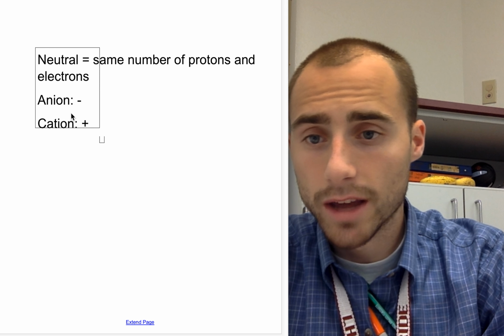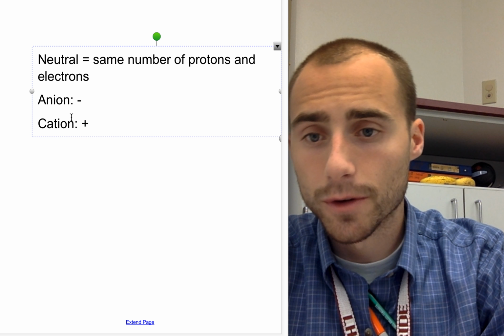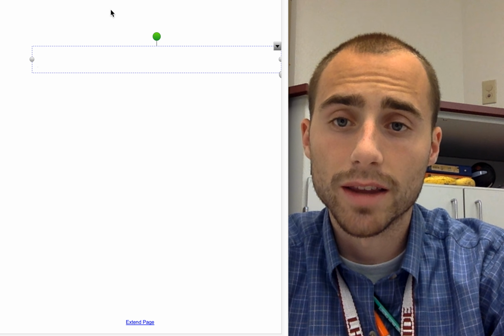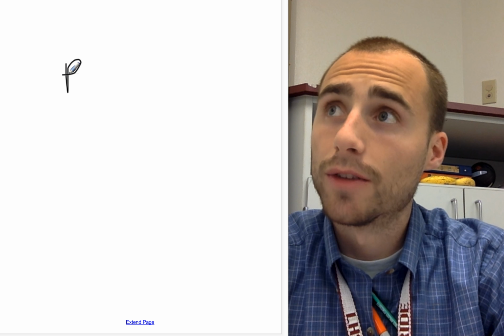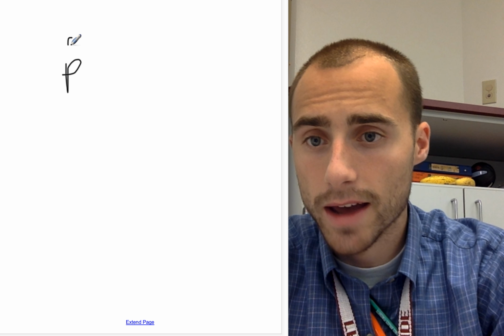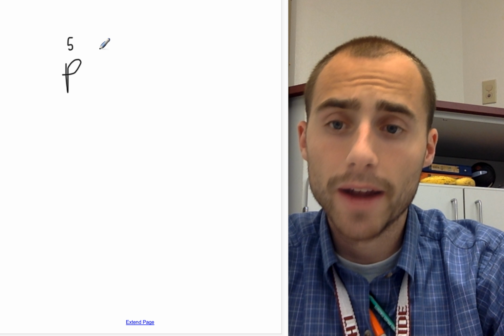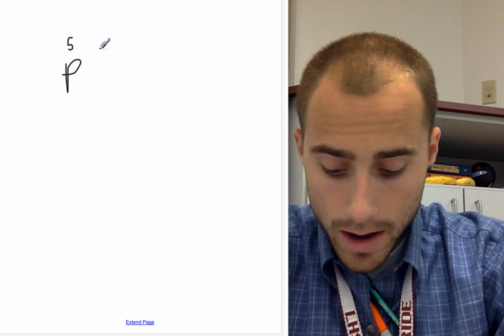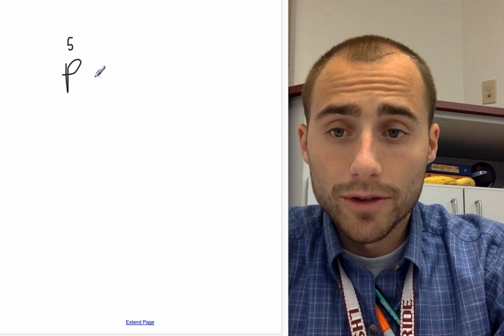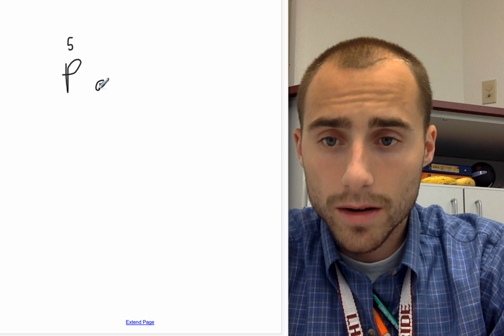Let's look at our periodic tables. If you look at phosphorus on your periodic table, I'm not going to put a periodic table on here, but if you look at phosphorus, phosphorus is found in group 15. So that means it has 5 valence electrons. If it has five valence electrons and it gains 3 electrons, it wants to gain 3 electrons.